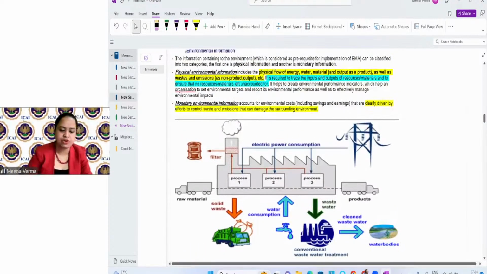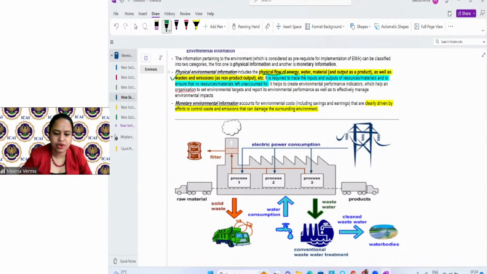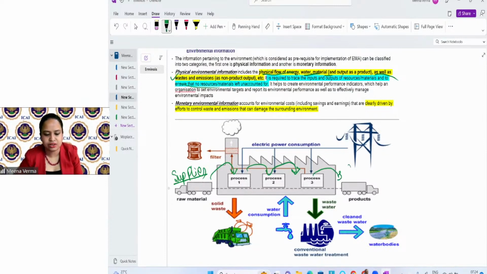Okay, let me tell you one more thing. So physical environment information will what? Physical flow of energy, water, material, as well as waste and emission. Now see here, what do we have here? You can see. Okay, so when we buy the raw material from the supplier, we put it in process 1, then we put it in process 2, then we put it in process 3, then we get the final product, and then we sell it to the customer.